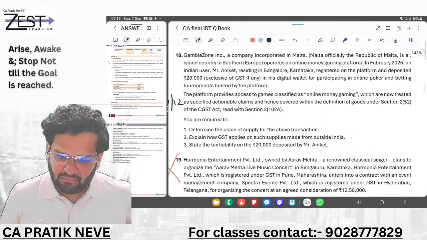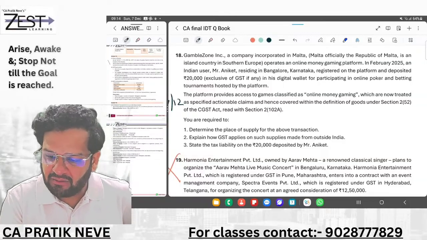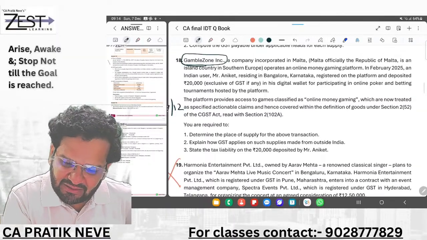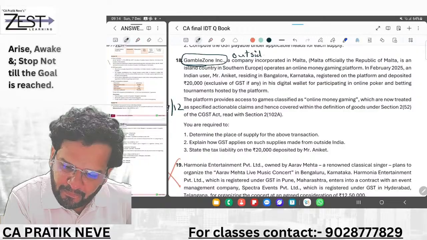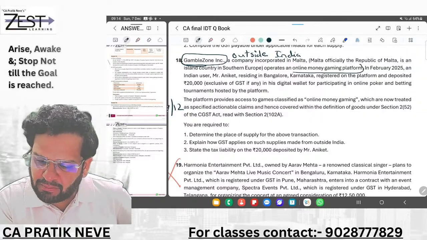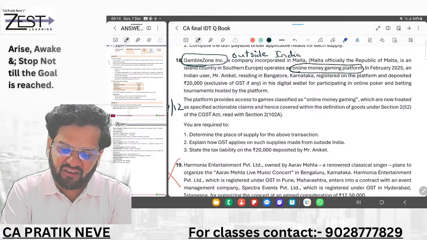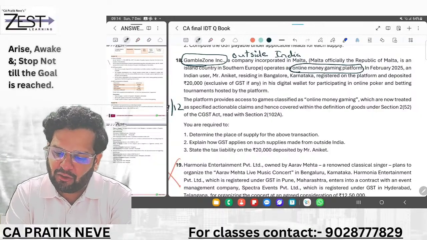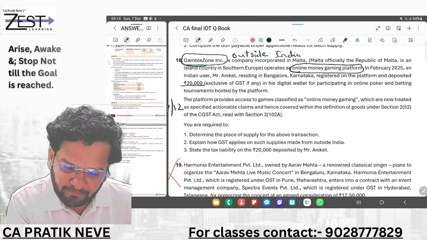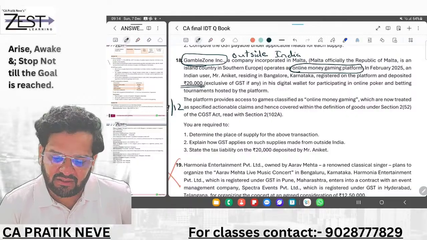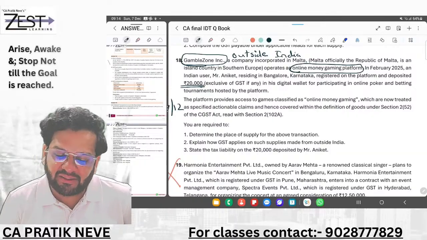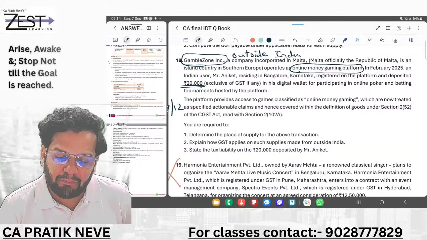Gamble Zone Inc., a company incorporated in Malta. So it's a different country. Means this Gamble Zone Inc. is outside India. It operates an online money gaming platform. In Feb 25, an Indian user Aniket residing in Bangalore registered on the platform and deposited 20,000 exclusive of GST, if any, in his digital wallet for participating in online poker and betting tournaments hosted by the platform.